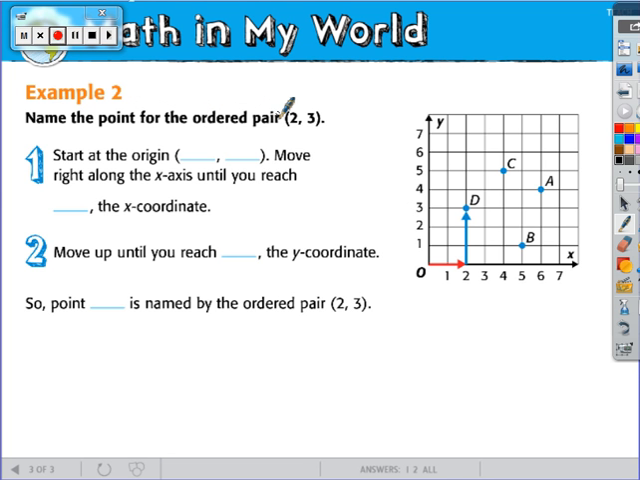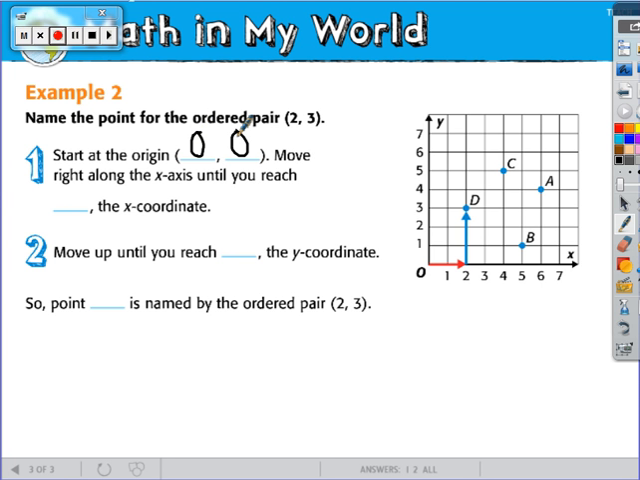Example number 2. We're going to name the point for the ordered pair 2, 3. So now we're going to find 2, 3, and we're going to say that point's name is, just like we did with the cars, the barn, and the school, and the field. Okay? So we're going to start at the origin. The origin, what's the ordered pair for the origin? Somebody tell me what the ordered pair for the origin is. 0, 0.